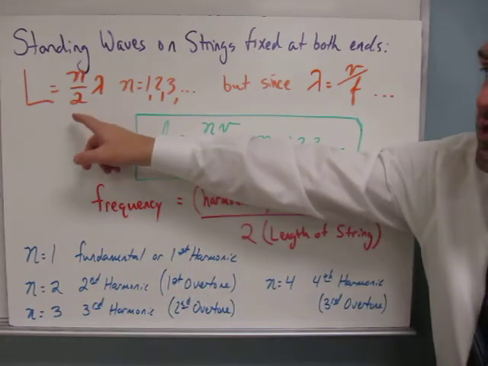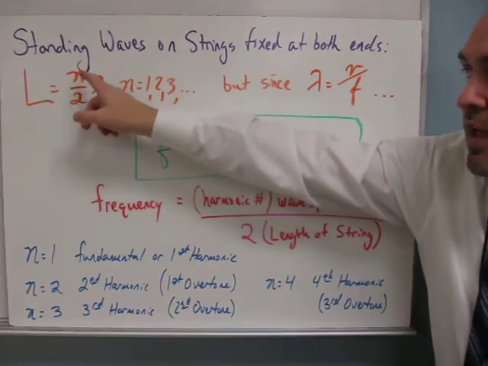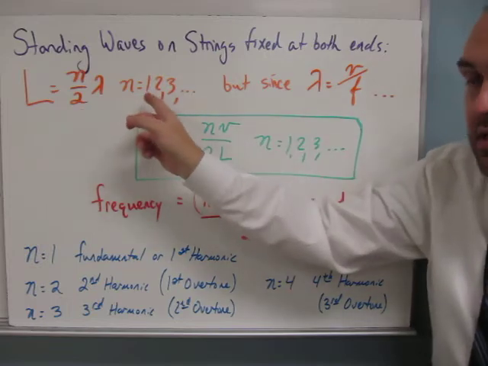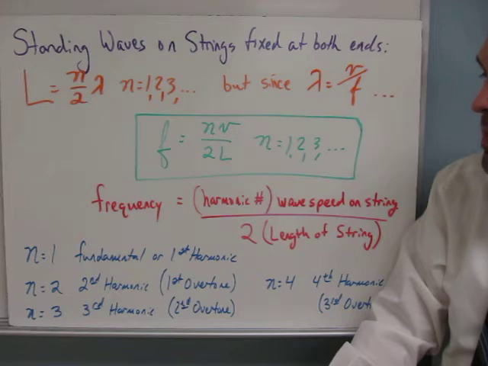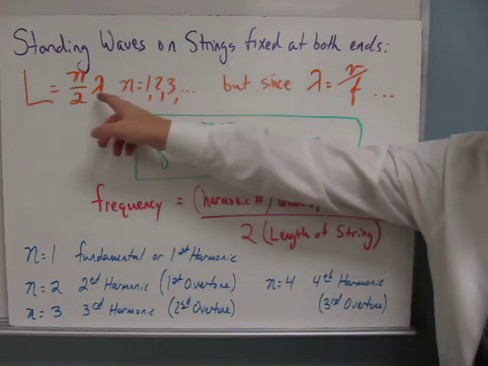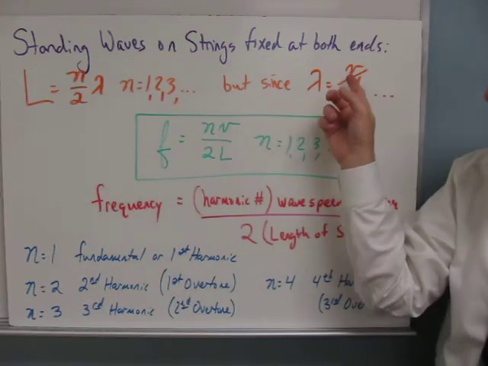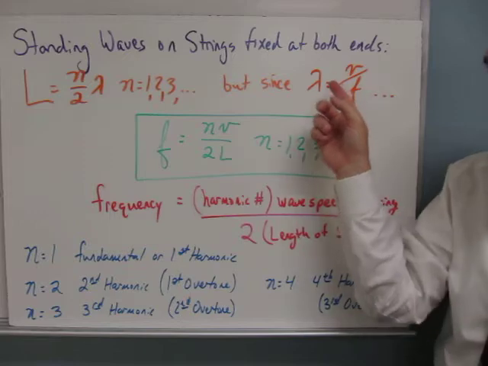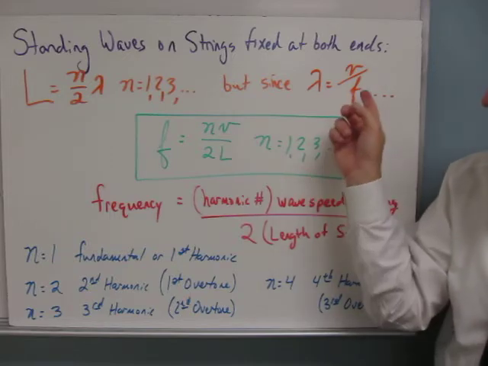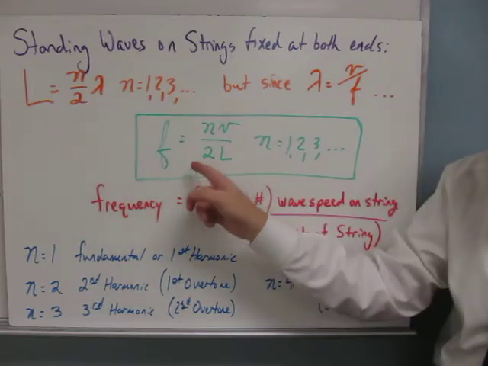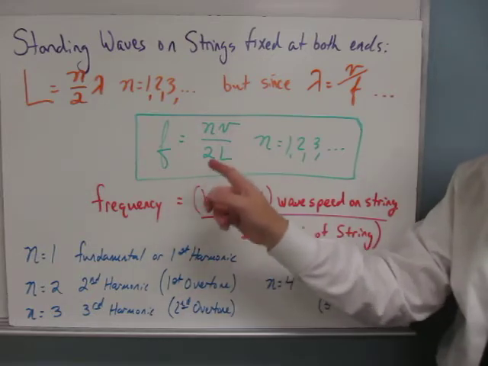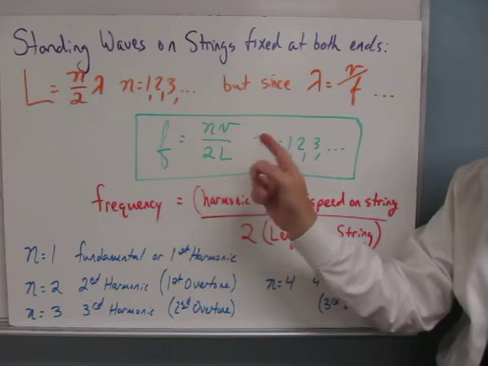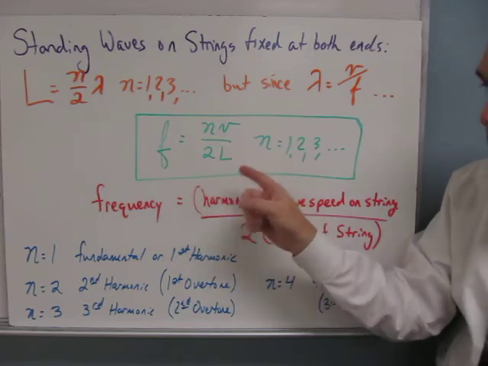So the length of the string corresponds to n divided by 2 times lambda, where n is a positive integer: 1, 2, 3, 4, 5, and so on. But we can also substitute in for wavelength. We know that wavelength is related to wave speed and frequency, given that equation from before. And so we combine this and that, and we get this green equation here. This green equation gives the frequencies that form standing waves on strings that are fixed at both ends.